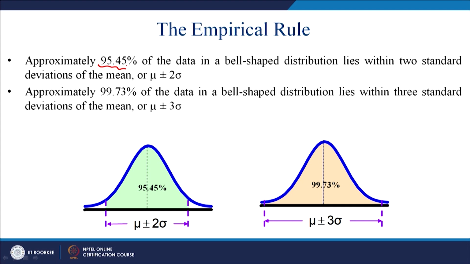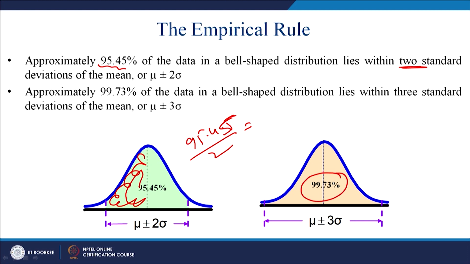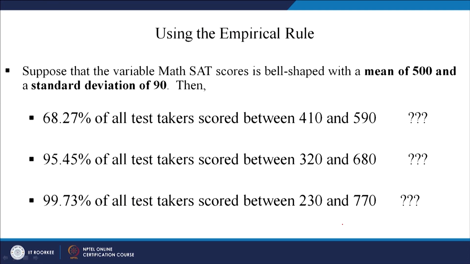Approximately 95.45% of the data in the bell shaped distribution will lie within 2 standard deviations. So, mu plus minus 2 sigma. Again, if I ask you to calculate this area, then what would it be? It would be 95.45 divided by 2. Similarly, approximately 99.73% of data points would lie within 3 sigma limits. So, this is the empirical rule, and it has several advantages.